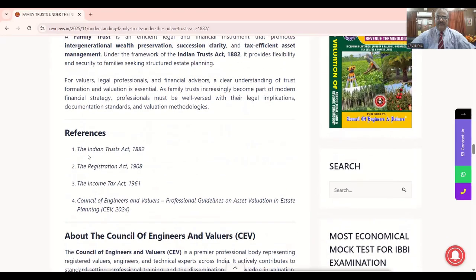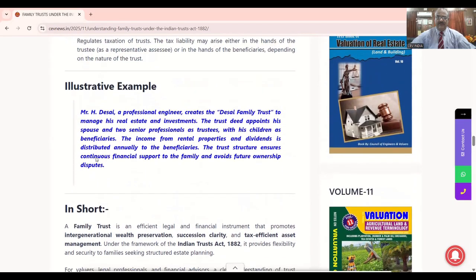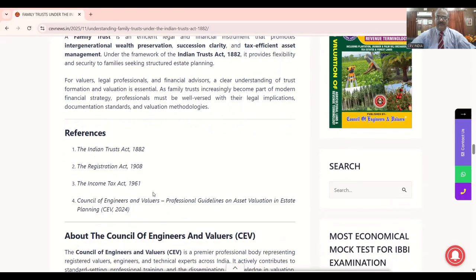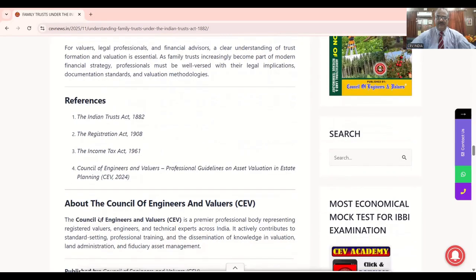Now, references. What are the references taken in this presentation? The Indian Trust Act 1882, the Indian Registration Act 1908, the Income Tax Act 1961. Various sections of these acts may be amended accordingly. And the articles and other special faculties concerned, and from the Council of Engineers and Valuers, professional guidance and asset valuation in estate planning, CEV.